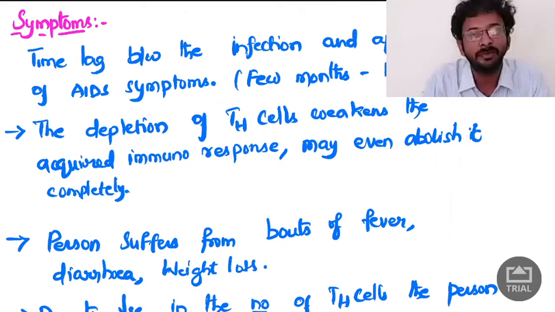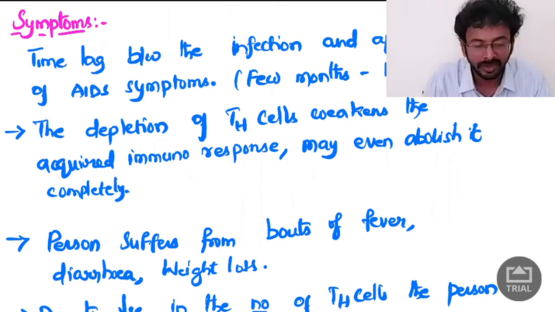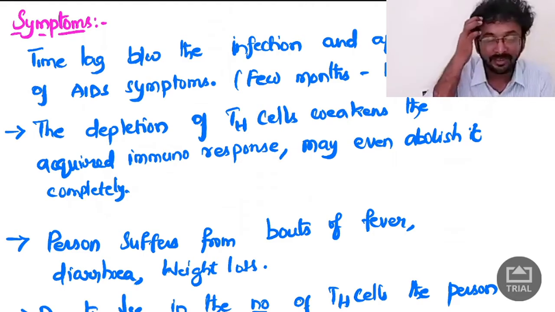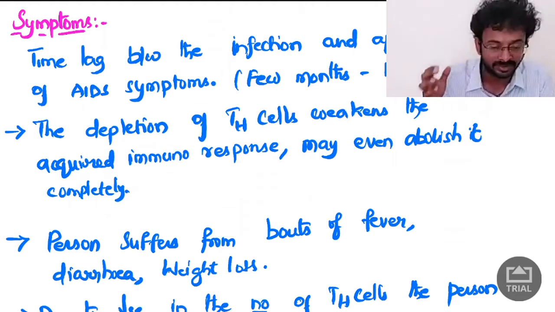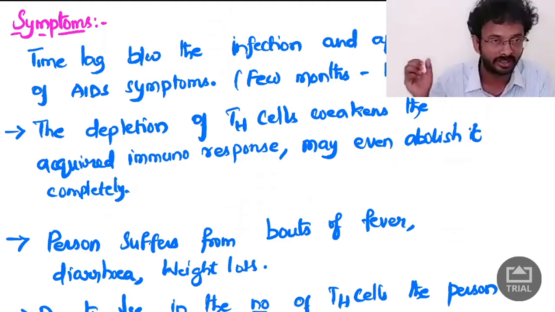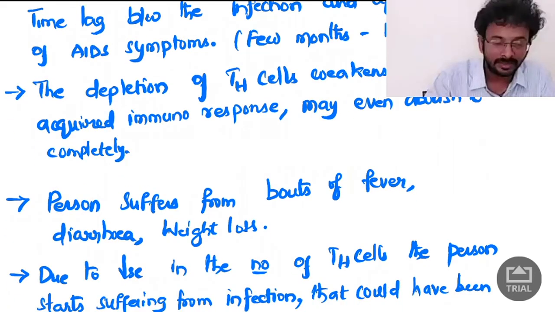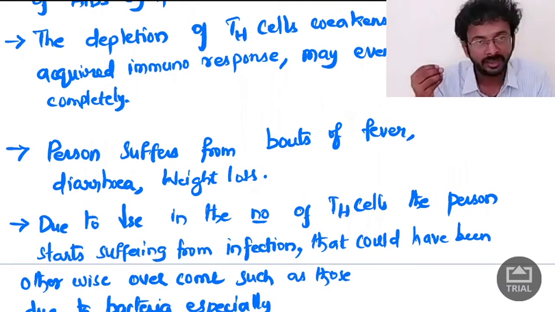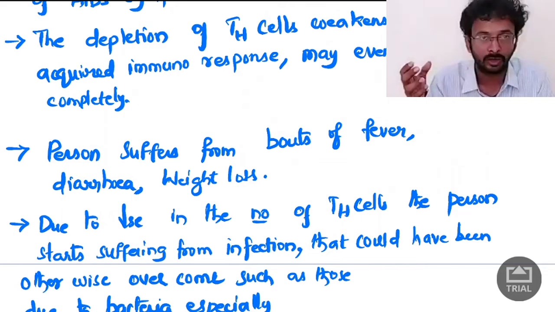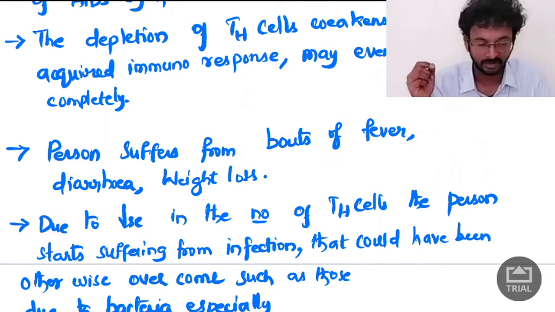Now let us discuss the symptoms of HIV virus. The time lag between infection and appearance of AIDS symptoms ranges from a few months to years. The depletion of T helper cells weakens the acquired immune system and may even abolish it. The person suffers from bouts of fever, diarrhea, weight loss. These are the initial symptoms.